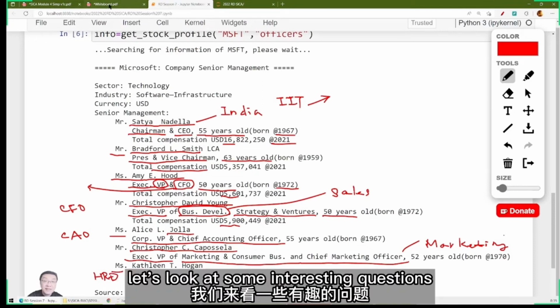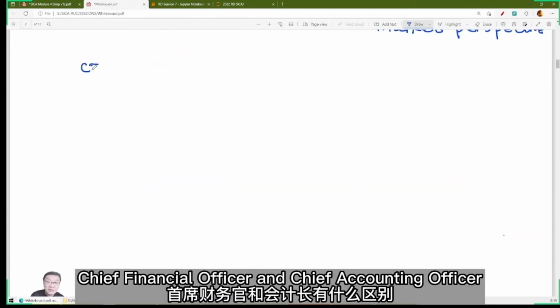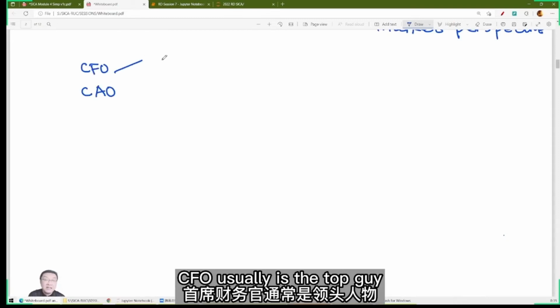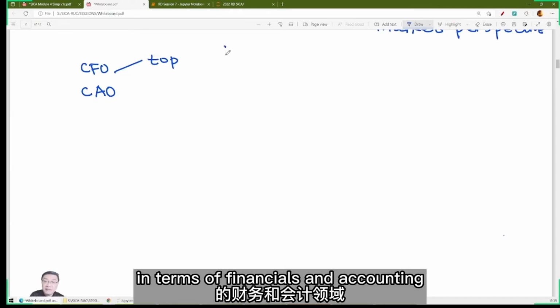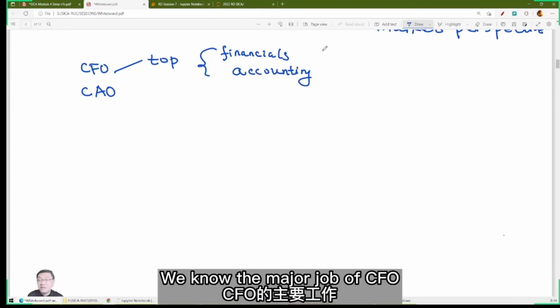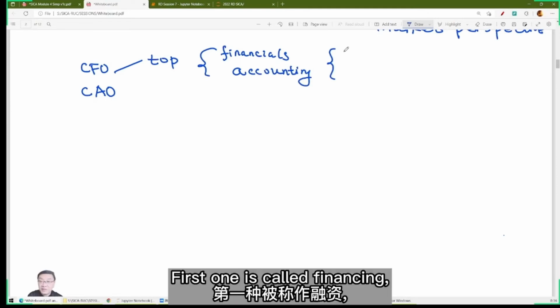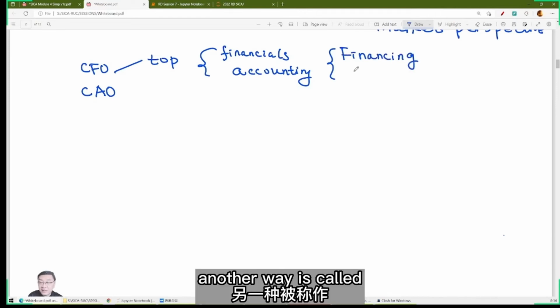Now, let's look at some interesting questions. What are the differences between CFO, Chief Financial Officer, and Chief Accounting Officer? Okay. CFO usually is the top guy in a company in terms of financials and accounting, right? We know the major jobs of a CFO are of two types. First one is called financing. Another one is called budgeting.